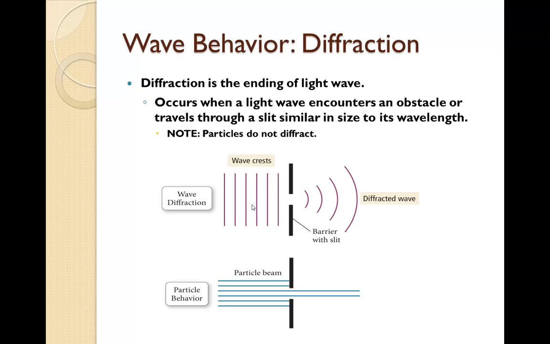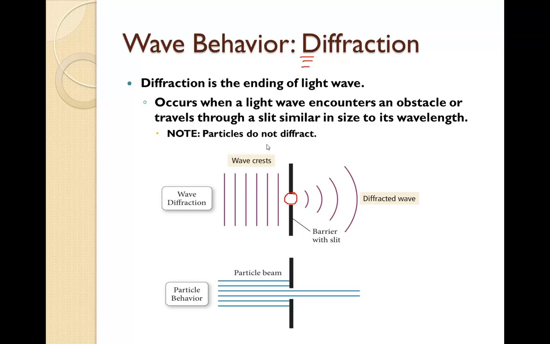So wave behavior of light, of electrons, is diffraction. Here's the wave crest as it's going by. Then it passes its point and it starts to diffract. This is a small opening, a small gap. Diffraction is the bending of a light wave.